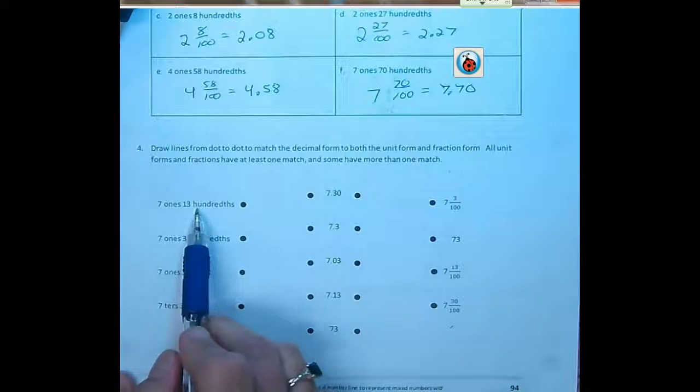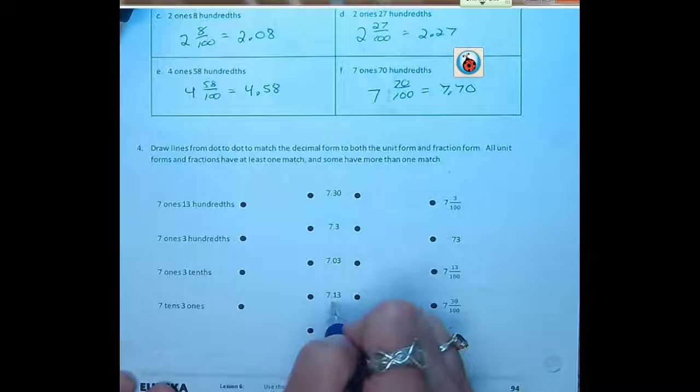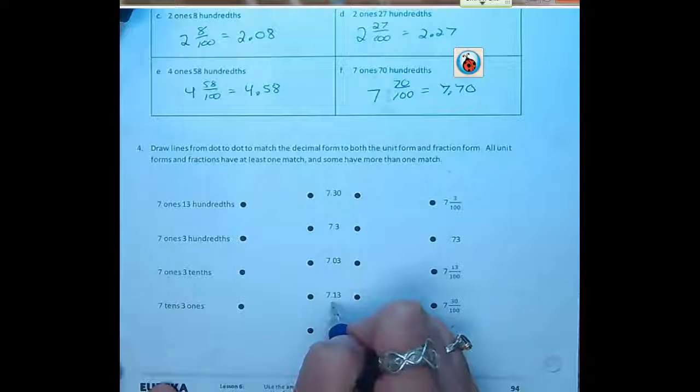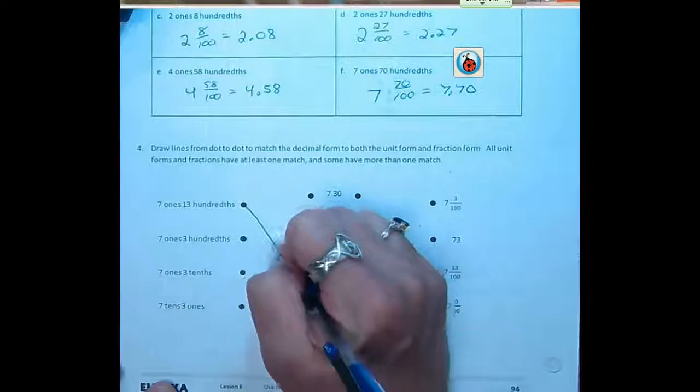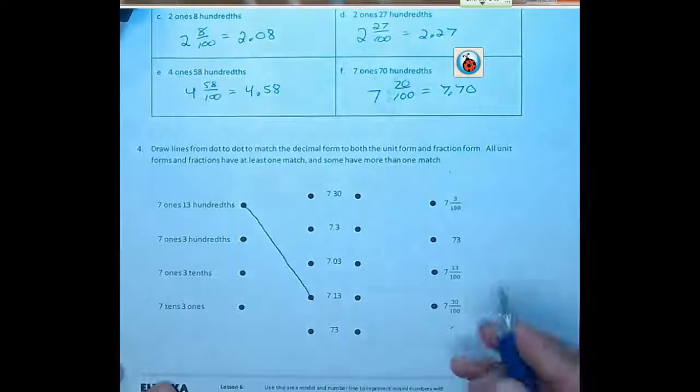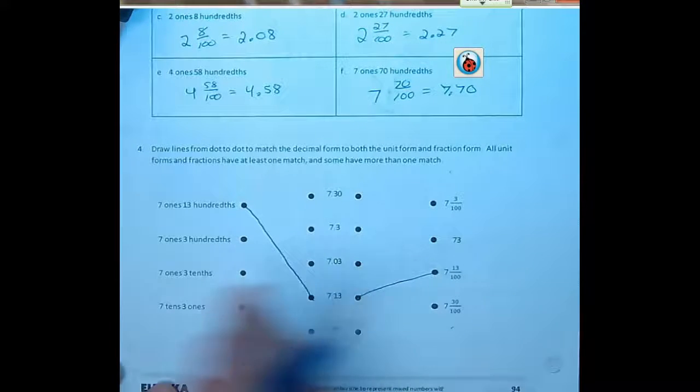So we have 7 and 13 hundredths. So we need to find the 13 hundredths. That would be right here. You go ahead and do that and then come back and match yours with mine. So there's 7 and 13 hundredths and 7 and 13 hundredths here. Go ahead, go back and do all of yours and then come back and match it.